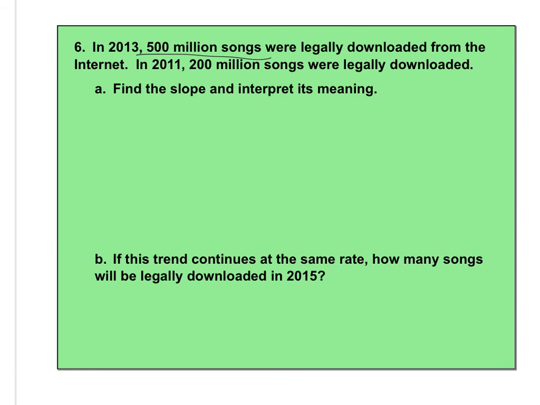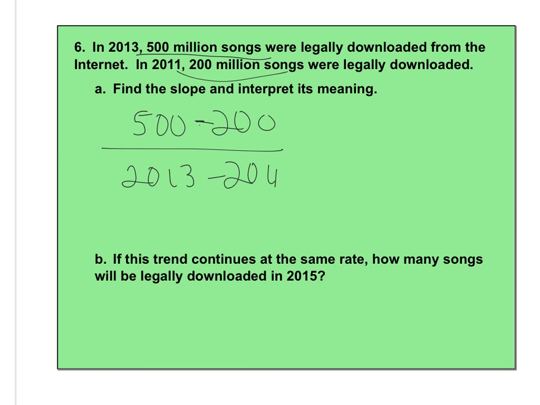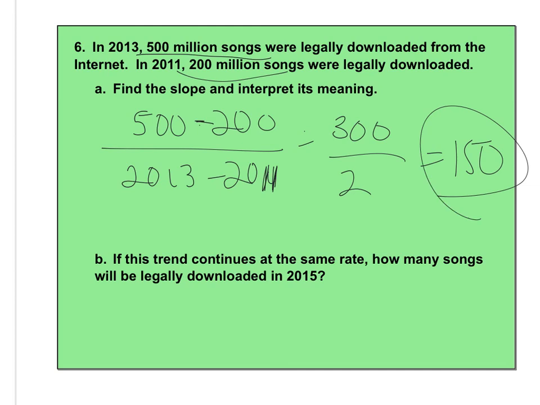So 500 million songs were legally downloaded, okay? In 2011, 200 million songs were legally downloaded. Find the slope and interpret the meaning. So if we go from 500 minus 200, we go 2013 minus 2011, all right? So that's going to be 300, and that's going to be 2. So that's going to be 150. Okay, so what does that mean? That means in 2 years, there were 150 million more songs downloaded.